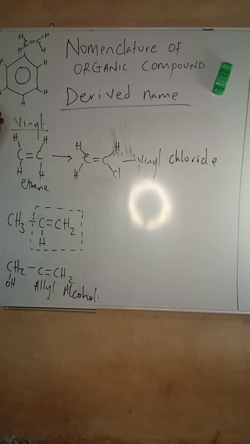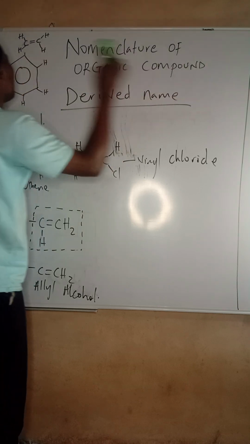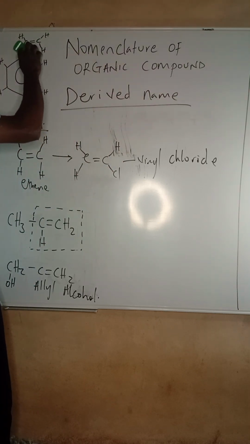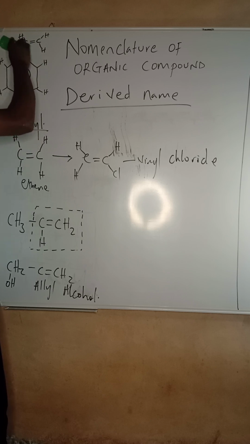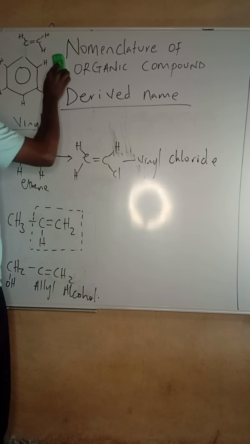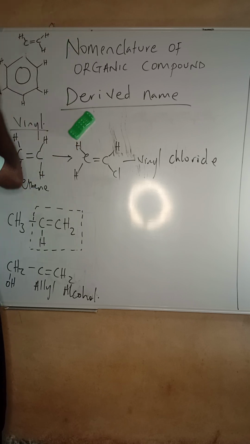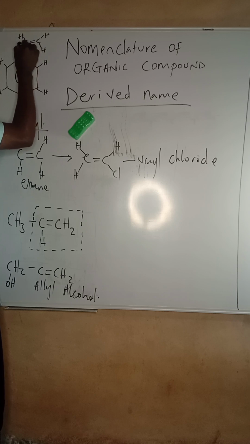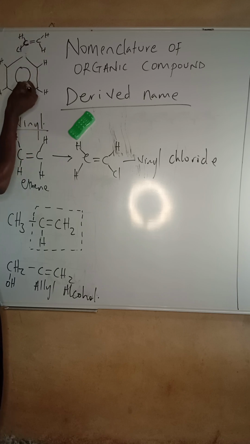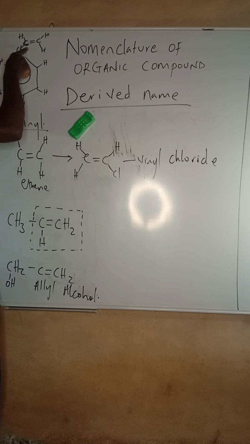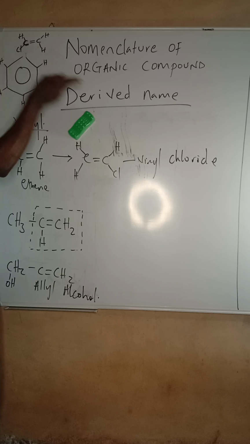If I replace a hydrogen on the ethene group with, let's say, chlorine, the derived name becomes vinyl chloride. Like here, vinyl chloride, because the carbon on the ethylene group, the carbon carrying the double bond, was replaced, so we call it vinyl.